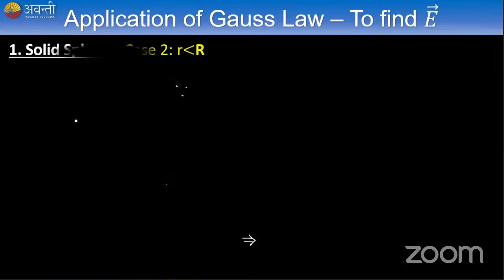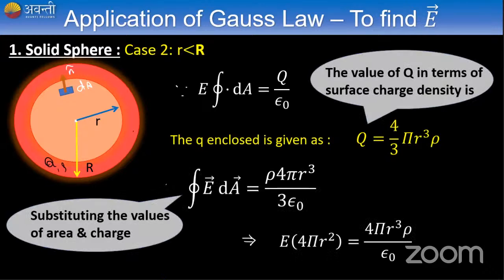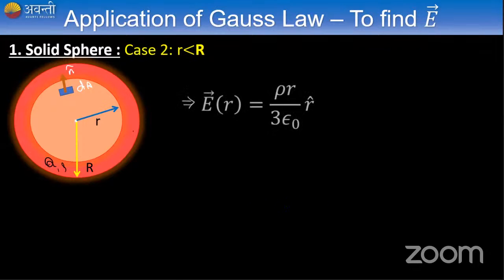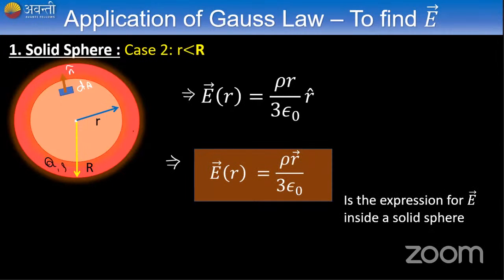Then when we tried to calculate the electric field inside the sphere, we got a similar result, where E is equal to rho r by 3 epsilon naught in the direction of r cap. So we got the electric field as rho r by 3 epsilon naught. So this was the case of the electric field inside the solid sphere, right? This we had seen in our earlier classes.